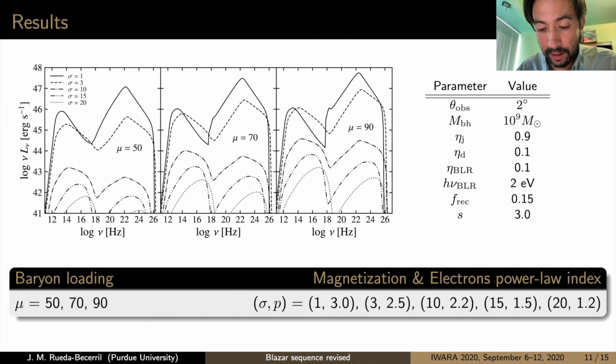We can see that as we have a larger baryon loading, moving from this direction to this direction, we get brighter BL Lac objects and also FSRQ-like objects to be louder in the gamma rays. We can see also that with a higher baryon loading, in these two cases, we recover more or less the features or the structure of the blazar sequence obtained by Fossati et al. in 1998.